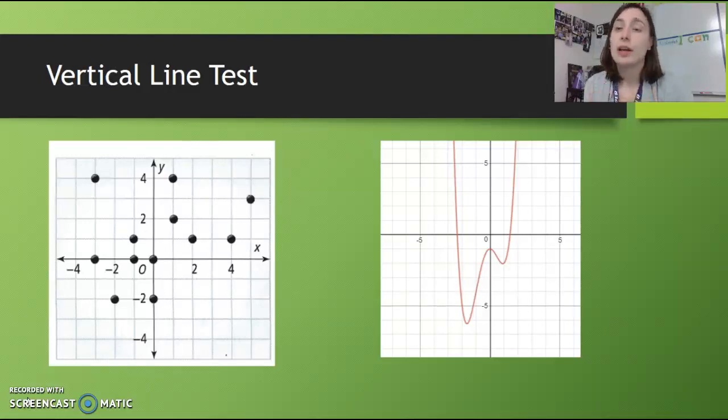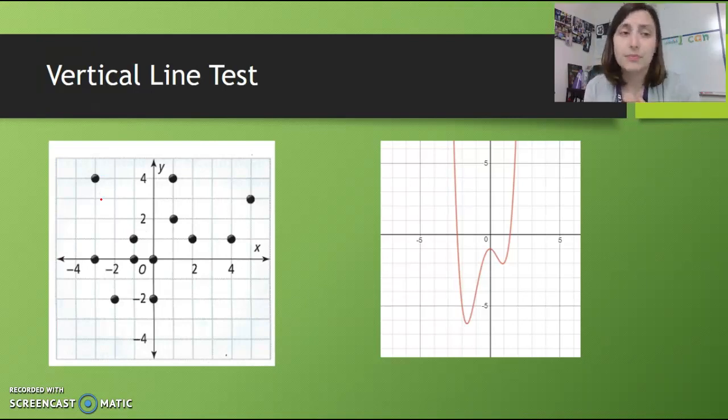So when we are looking at graphs, because any set of relations is a set of points and any set of points can be graphed, we can then look at a graph, and instead of having to pull the points away from it and make a mapping diagram or a table, which you could do, we can look at the graph and decide by using what is called the vertical line test.